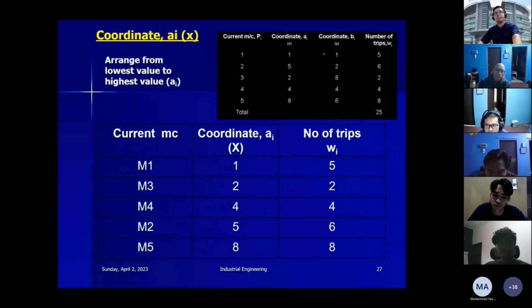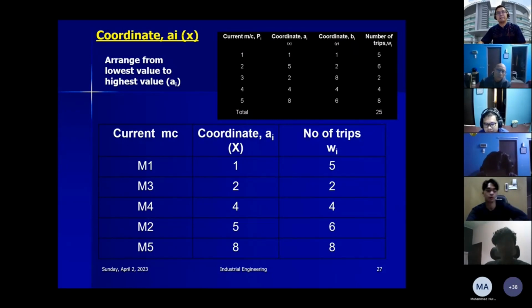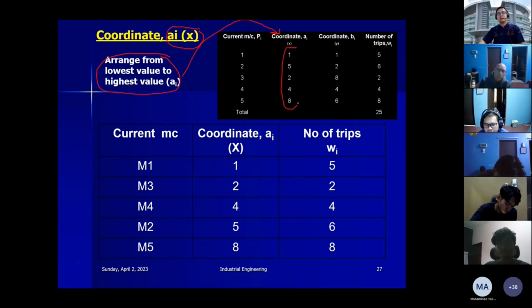This is the current, existing table. First, we take the coordinate AI, which is X. Please remember to arrange from the lowest value to the highest value. Look at the coordinate for AI or X. Which one comes first, starting from the lowest value to the highest value?